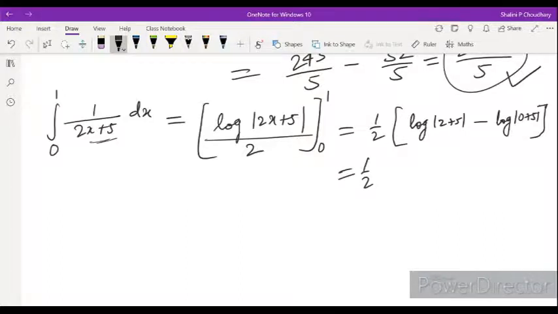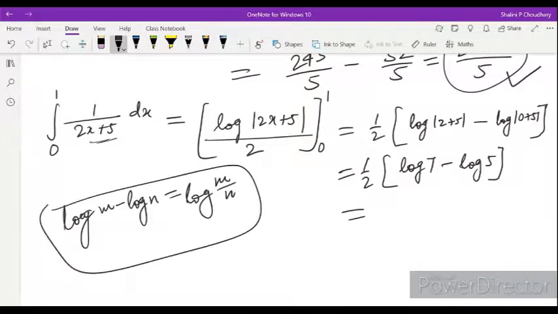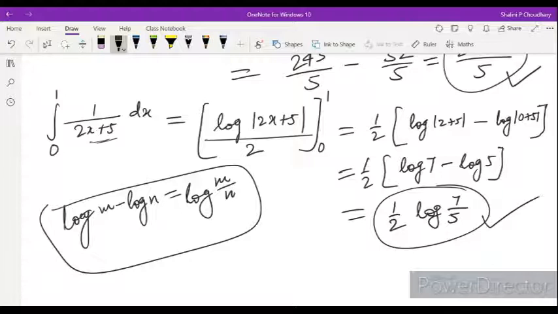So 1 upon 2 into log of 7 minus log of 5. And as we know that log of m minus log of n is equal to log of m upon n, okay? So we'll apply the same formula here. It will be 1 upon 2 log of 7 upon 5. So this will be the answer.